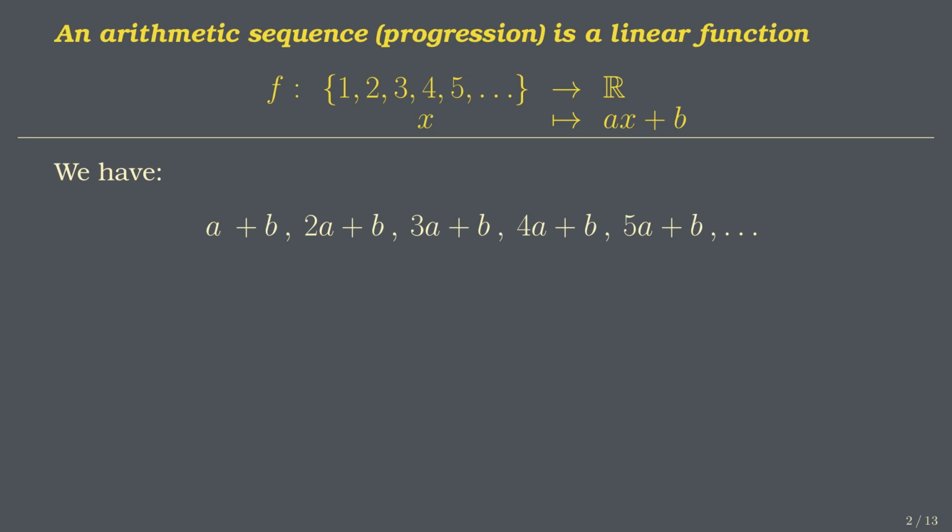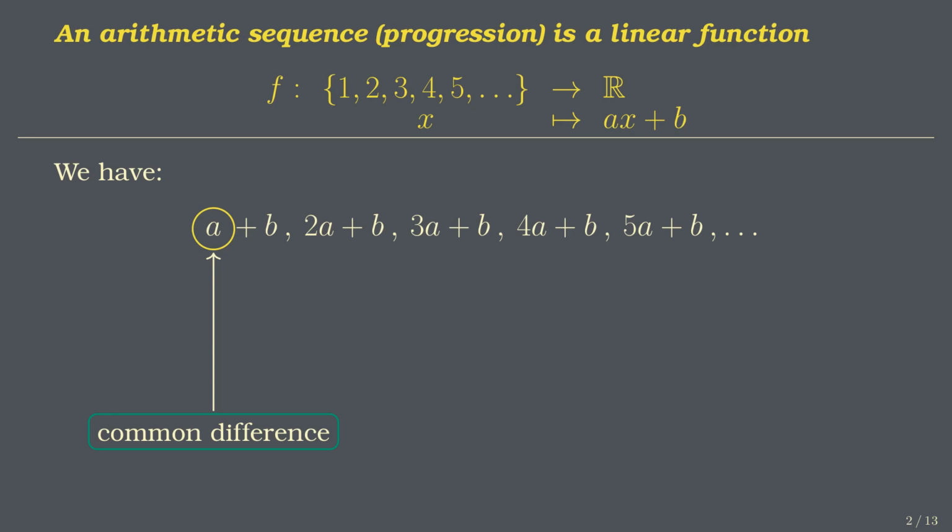If you want to get from the first term to the second term, you add to the first term an amount of a. Similarly, if you add a to the second term, you get the third term. And so on, to pass from the third to the fourth and from the fourth to the fifth. So a is actually the common difference between two successive terms.